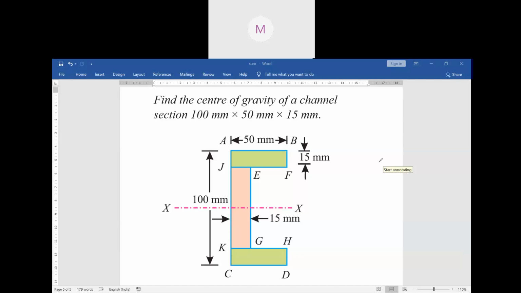Now if you pay attention here, I'll give you some hints. This green part and this green part have the same dimensions. And you can find out this one, the J E G K triangle rectangle. So I'll give you time.